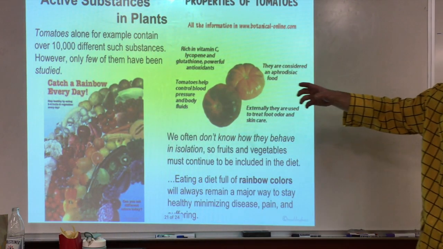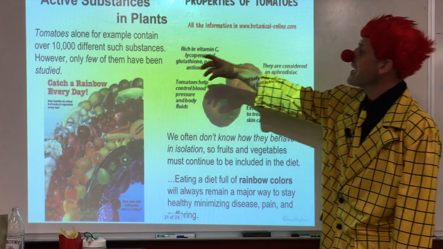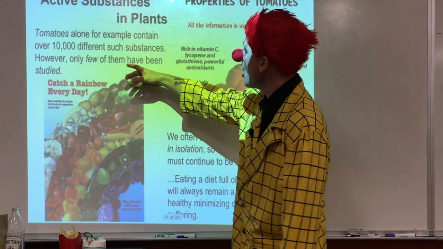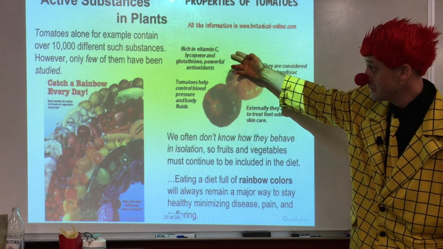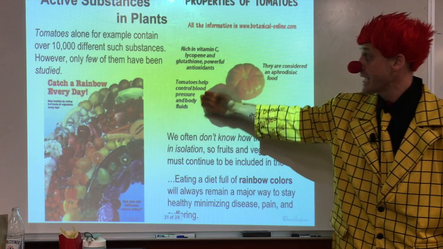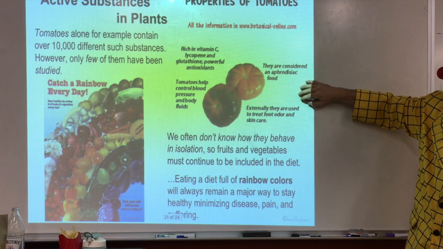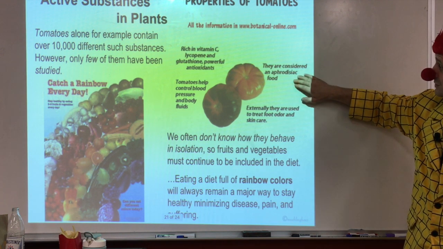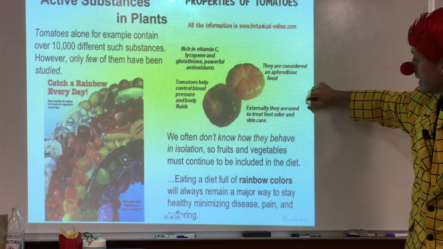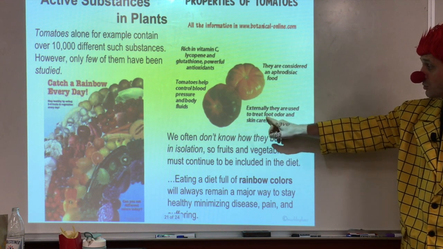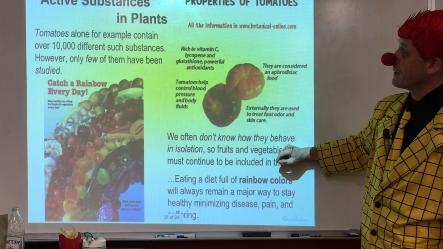Look at that. That's an example. Tomatoes, for example, have over 10,000 different things in them, but we only know a few of them. We know vitamin C. We know things they can do, like help blood pressure, for example. Oh, it has some aphrodisiacs. I didn't know about that. I've got to think about that. And it can also be used as food and skincare. I haven't heard about that either.